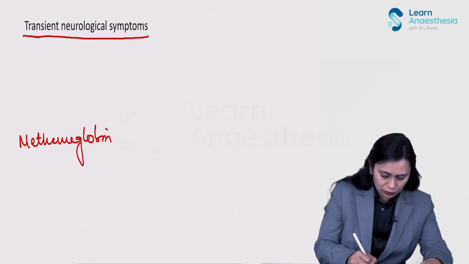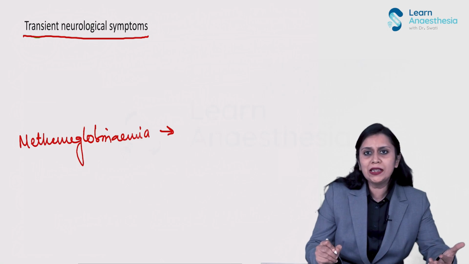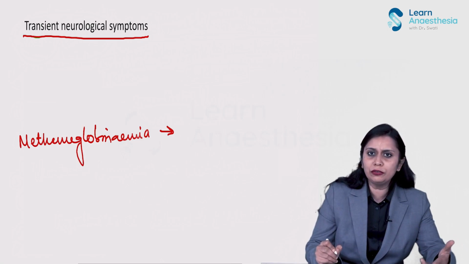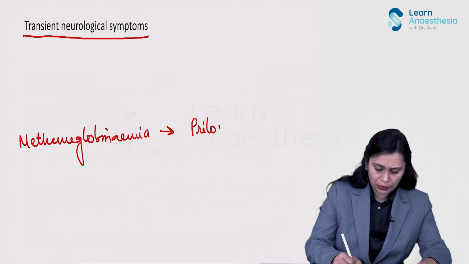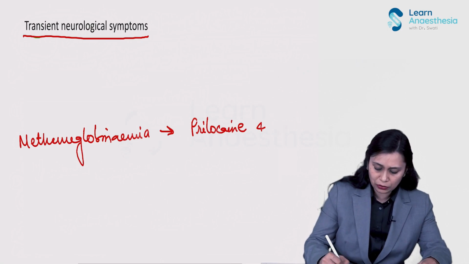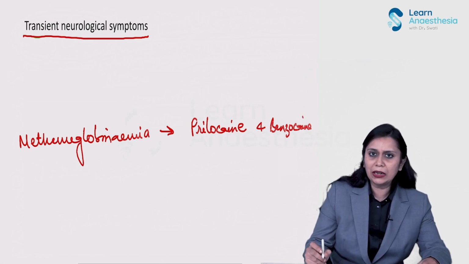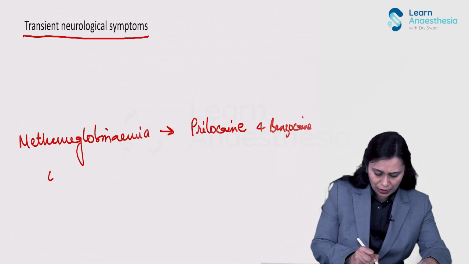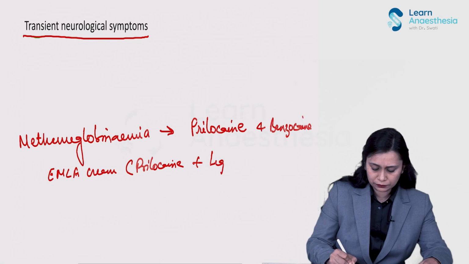methemoglobinemia. Now what is methemoglobinemia? There are some compounds which can oxidize the iron of hemoglobin from ferrous to ferric state. So there are two local anesthetics, prilocaine and benzocaine. Lignocaine very rarely has shown this kind of side effect. Prilocaine and benzocaine, and one combination, EMLA, that is EMLA cream, which has prilocaine and lignocaine in it, right?